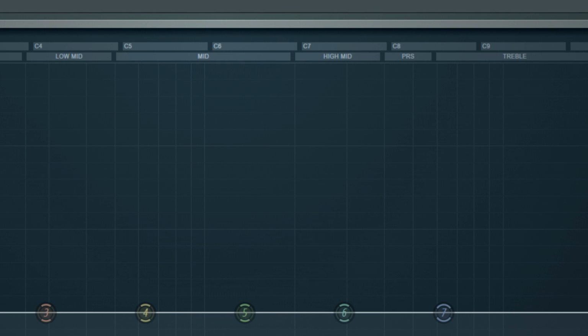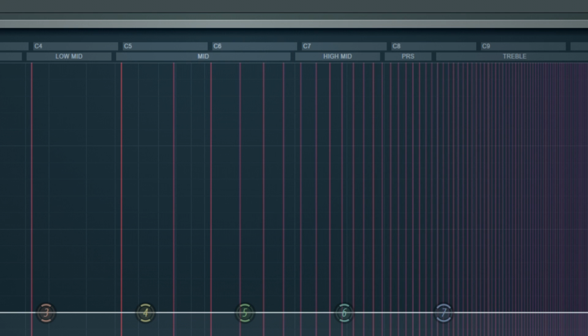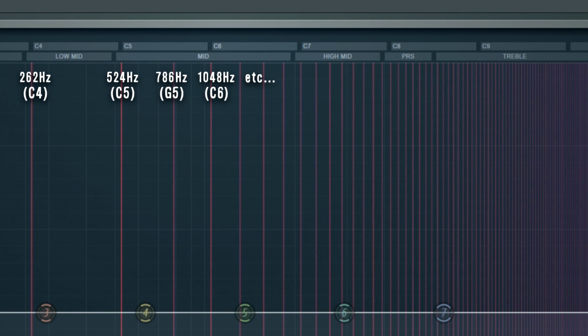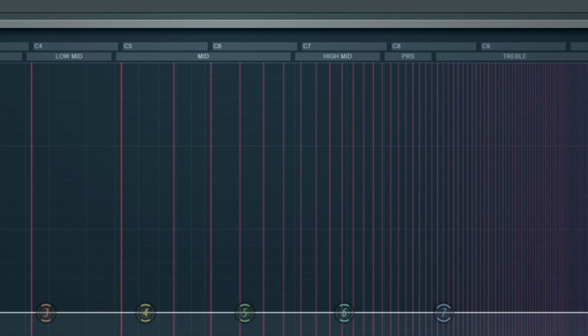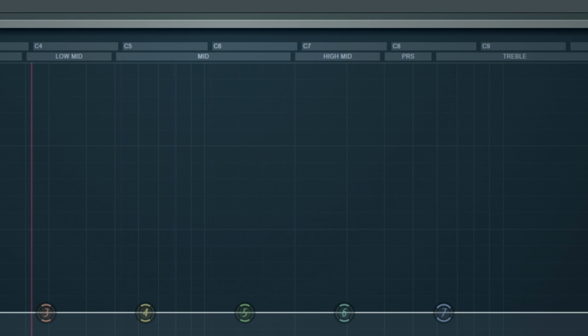Here's an example. I'm gonna play a sound with many harmonics. This visualizer shows all the frequencies that are being produced right now. Now I'm gonna slowly filter out the higher frequencies until only the fundamental frequency is left. Listen to how the sound changes.